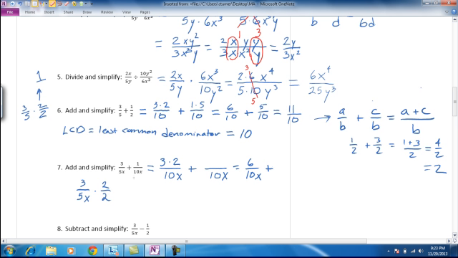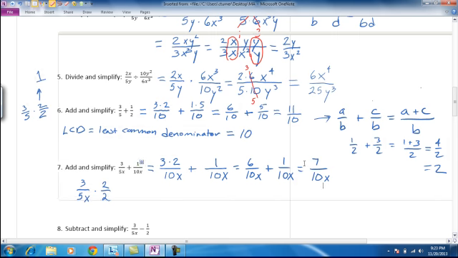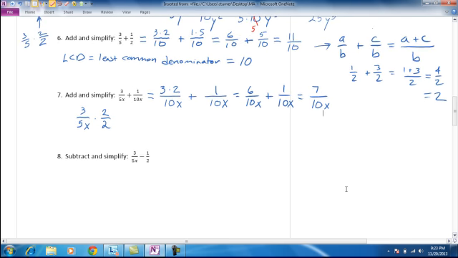For the second fraction, I've already got a 10x. The numerator is 1. I don't have to do anything to it. It's already good to go. I don't have to multiply anything against it. So it remains just 1 over 10x. And here again I have a common denominator. 6 plus 1 gives me 7 on top of that common denominator, 10x. So I believe we're looking at 7 over 10x there for that final result.